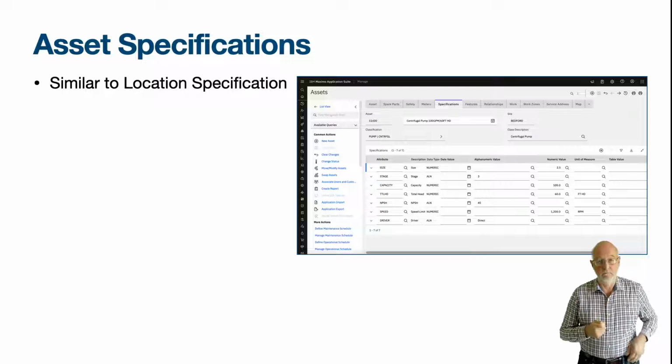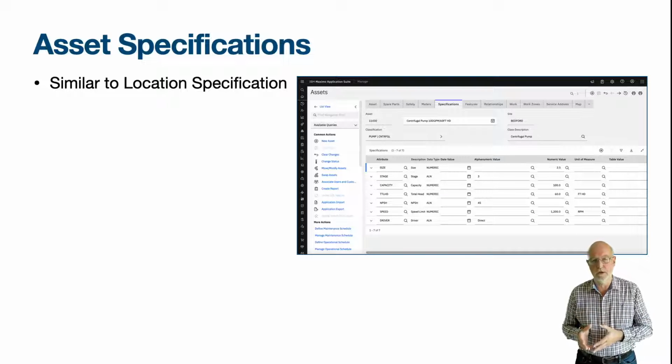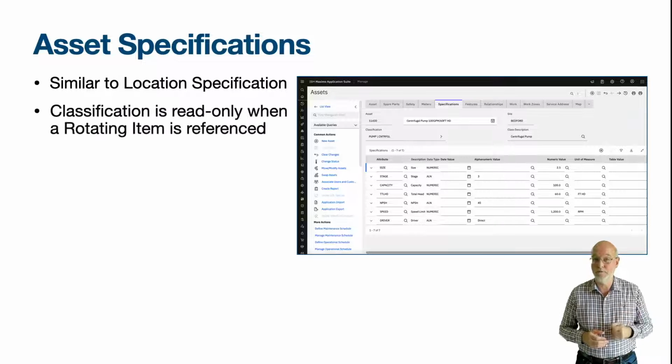On an asset or a location, there is a way of determining whether the classification and specification is being controlled from the associated rotating item. The classification field will be read-only when the record references a rotating item.